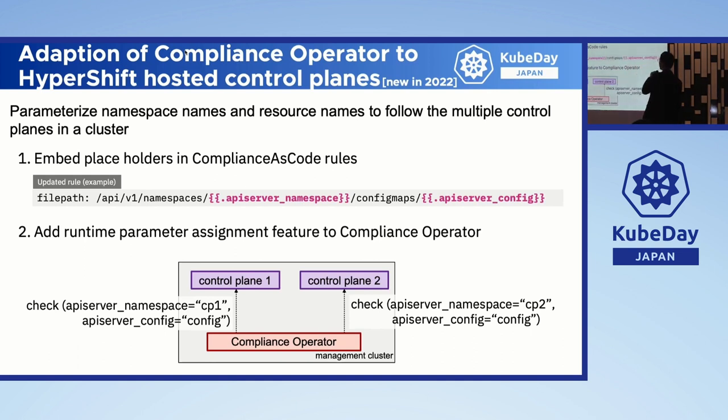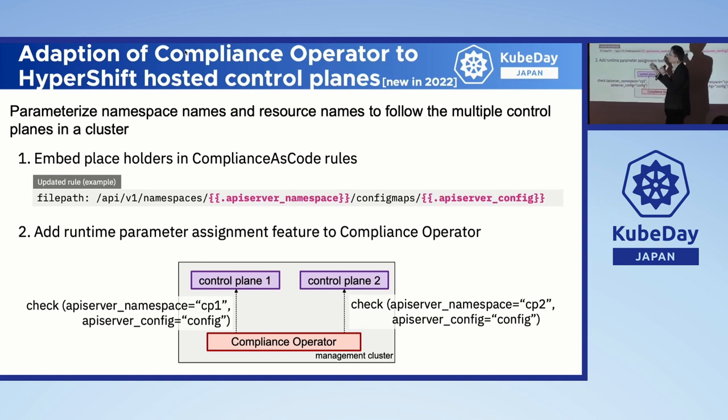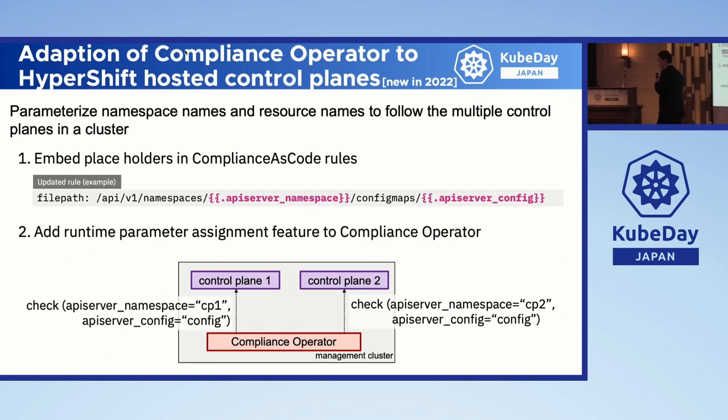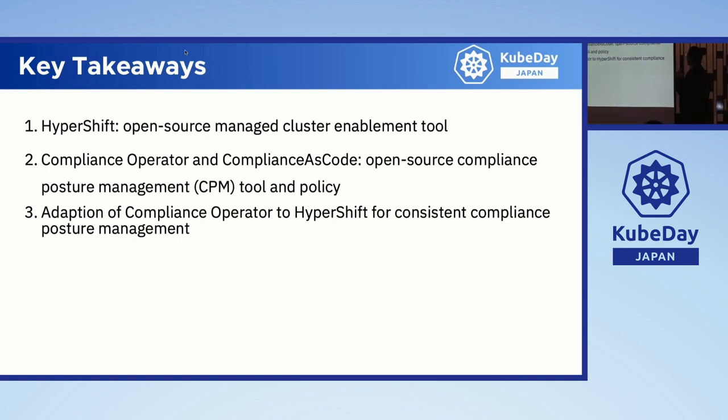And also we need to add a runtime parameter assignment feature to the compliance operator. So when the compliance operator instance on the management cluster tries to perform a check, we can assign specific parameters for specific control planes. For example, for the scan of control plane 1, the namespace name is CP1, or for control plane 2, the namespace name might be CP2, and so on. So that's the new functionality. And with these features, we can apply the compliance operator, automated compliance posture management, to the managed clusters powered by HyperShift.